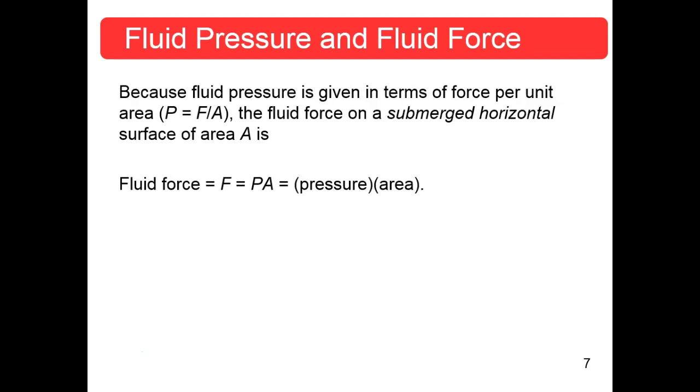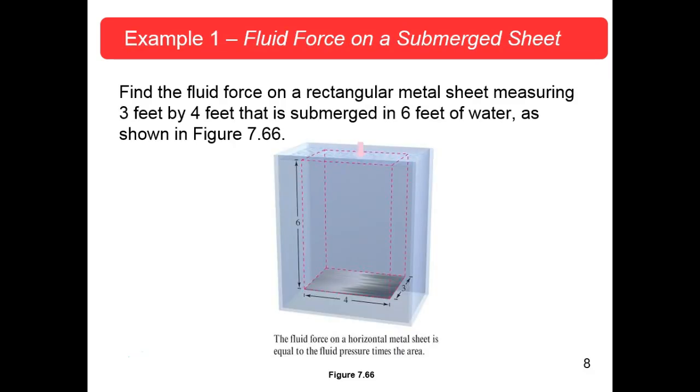With that in mind, we can come up with a way to calculate those pressures. Fluid pressure is given in terms of force per unit area, PSI. The fluid force on a submerged horizontal surface of area A is pressure times area. Because pressure is force per unit area, multiplying by area gives force. Pressure times area equals force.